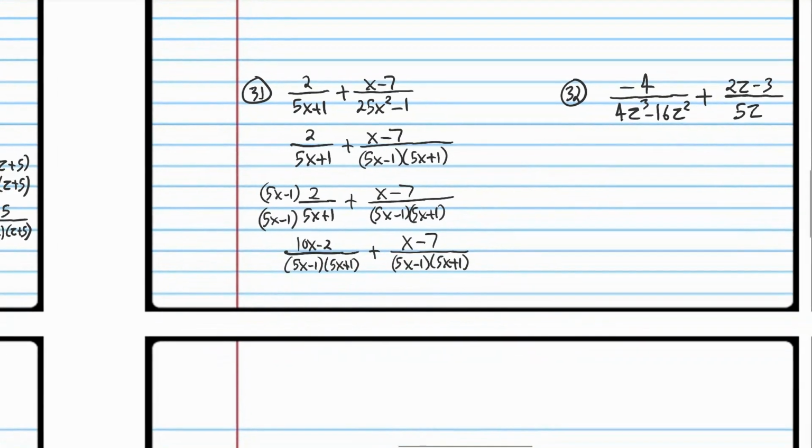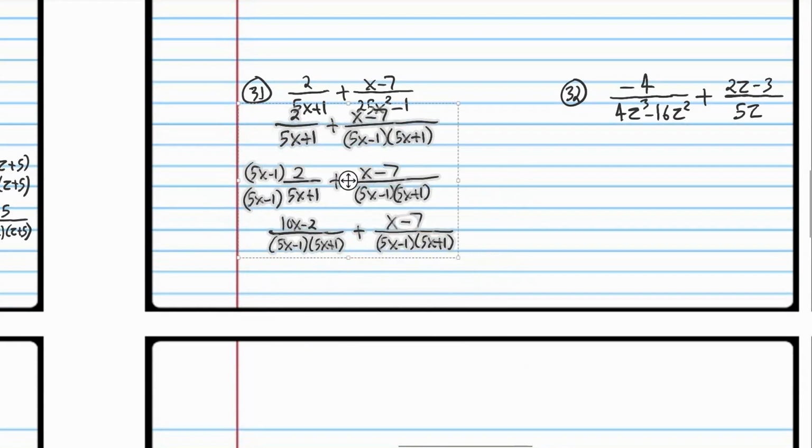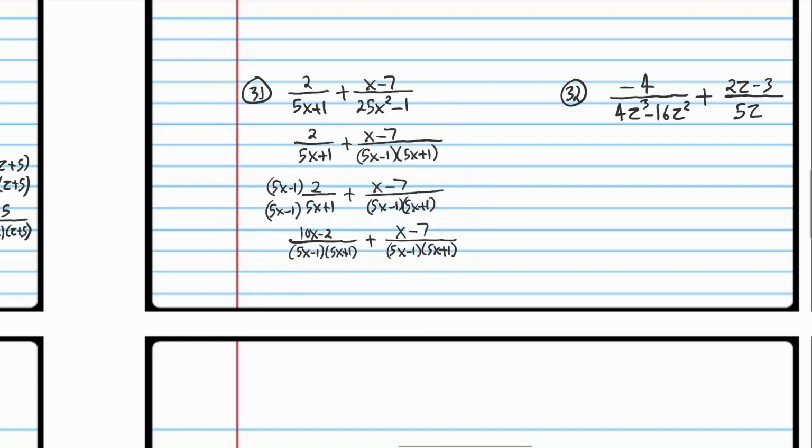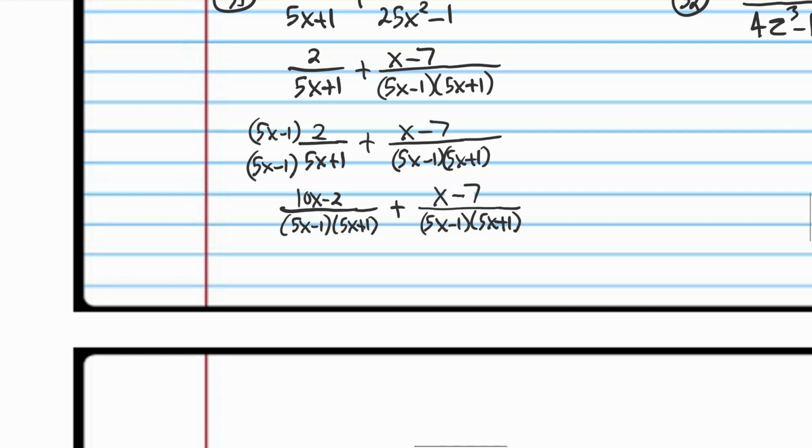And so now we have a common denominator. Now we just have to combine the fractions. X minus 7. 10x plus x is 11x. And negative 2 plus negative 7 is negative 9. And there you go.